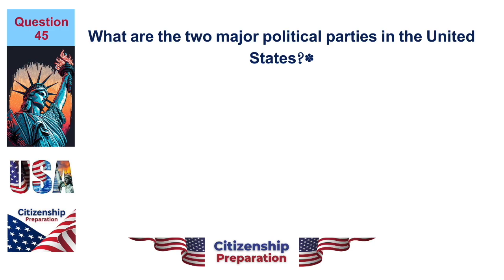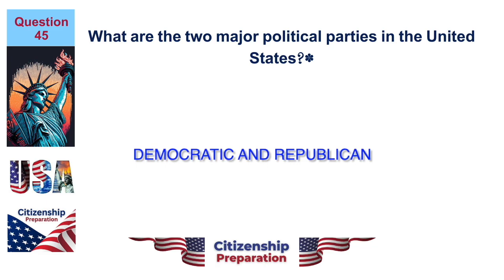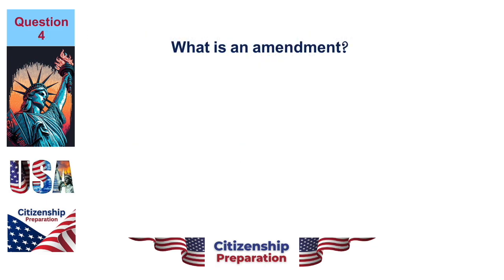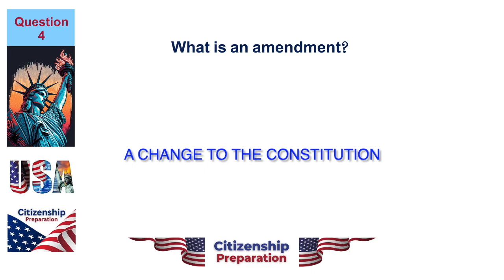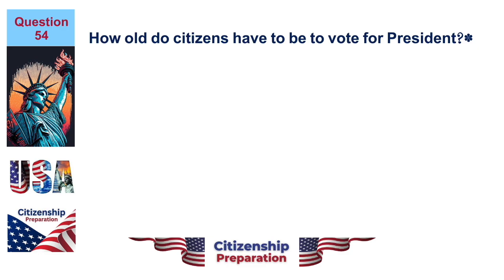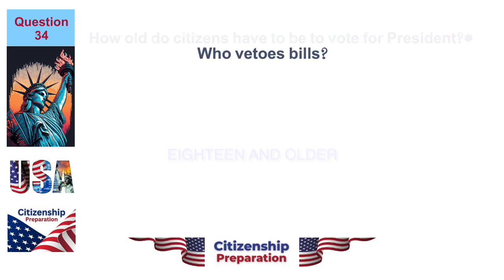What are the two major political parties in the United States? Democratic and Republican. What is an amendment? A change to the Constitution. How old do citizens have to be to vote for president? 18 and older. Who vetoes bills? The President.